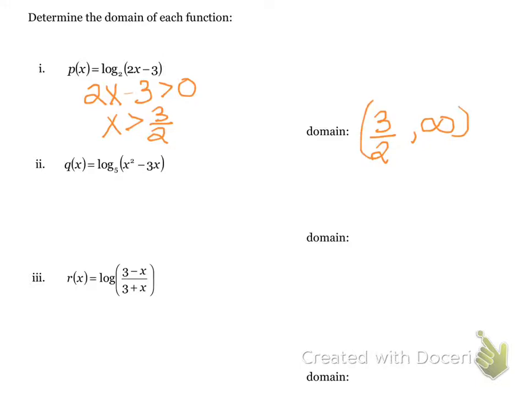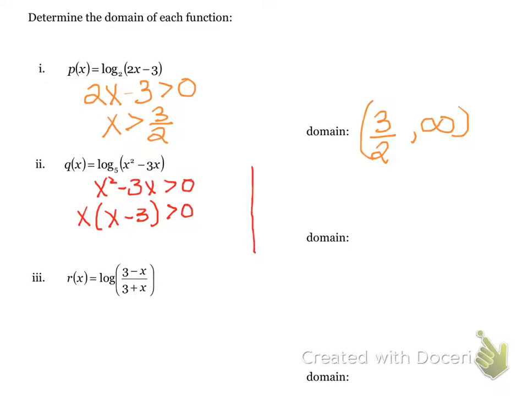Now, inside the second one, we have a quadratic. So we're going to say x squared minus 3x has to be greater than 0. And if I factored this by taking out a GCF, then we're going to note the two values are the x-intercepts 0 and 3.